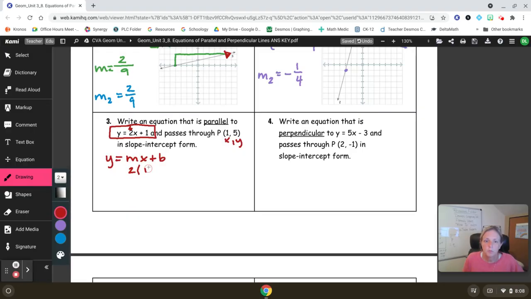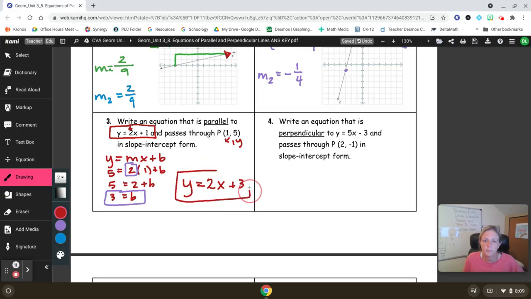So for x, I'm going to plug in 1. And for my y, I'm going to plug in 5. And then I'm going to solve for b. So 5 equals 2 plus b, subtract 2, and I know my b is 3. Okay, now that I know my b, and I know that parallel, their m's are going to be the same, so my m is going to be 2, I can go ahead and write my equation now. Y equals, my m is 2, 2x plus b would be plus 3, and that would be my new equation.